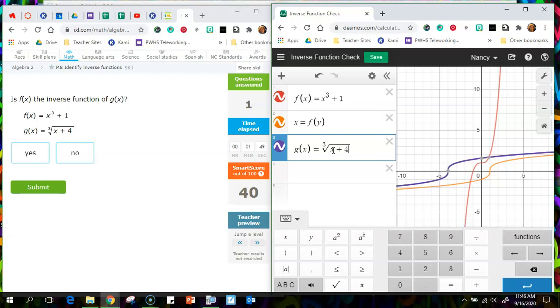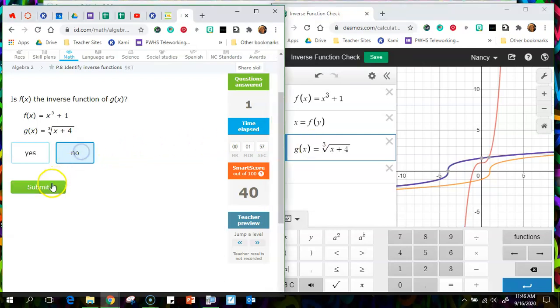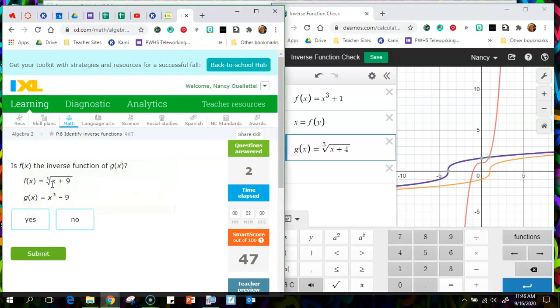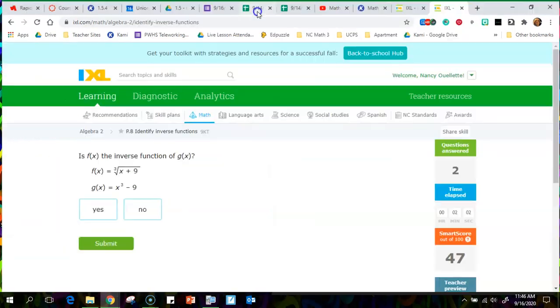These aren't exponential functions, but it's still good practice for inverse functions. So again, the purple and the orange don't coincide, so the answer is no. All right, so that's all I'm going to do on that.